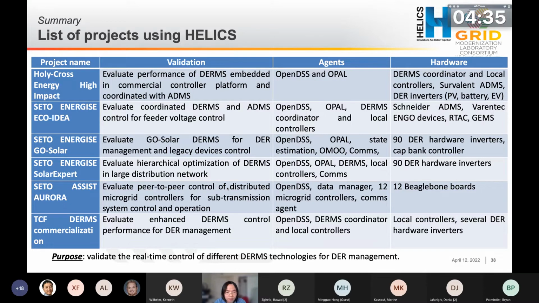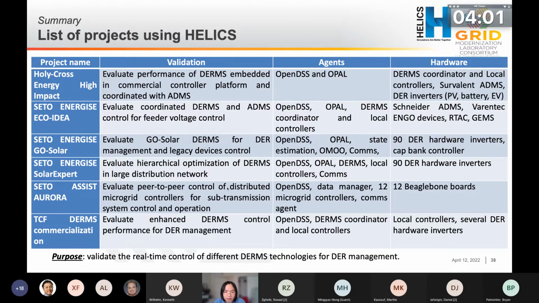And we have also the CETO Assister, Aurora, and also TCA projects. These are ongoing projects. In the Assister project, we evaluate the peer-to-peer distributed controls for subtransmission system control and operation. So we have the control agents run in software in Helix as well. We also have a BeagleBone board as hardware to be tested to communicate with the simulated software controller in OpenDSS in Helix. Lastly, we have the TCA project.